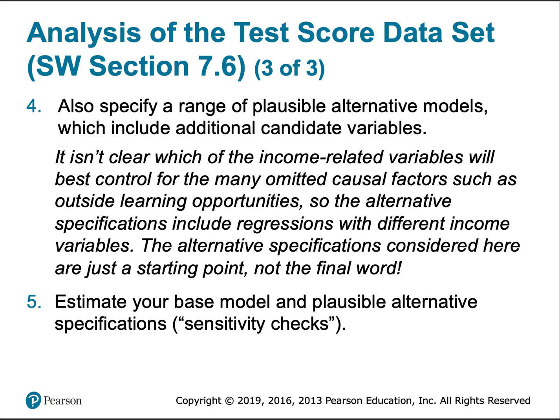We will estimate the base model and the plausible alternative specifications, and we're going to focus on the magnitude of the coefficient on the student-to-teacher ratio in the base model and the alternative specifications to see how different that coefficient is. If the coefficient is different, then it's going to be hard to say that we have identified that population beta 1, because we have different size coefficients in different relationships.